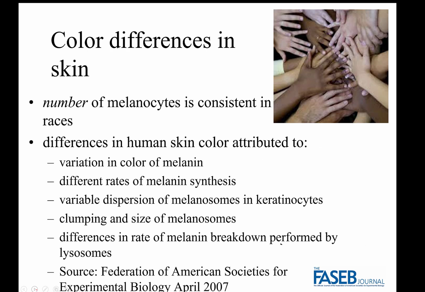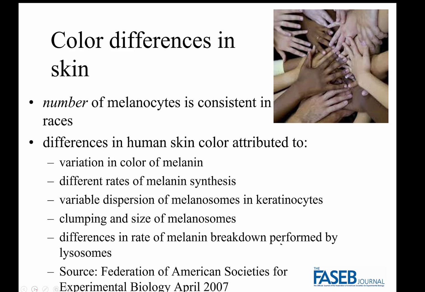In fact, there's a lot of things that play into human skin color differences, not just one. So one is variation in color of melanin, so how much pheomelanin you produce versus how much eumelanin. The other is differential rates of melanin synthesis. So some individuals produce more melanin more quickly than others. The variable dispersion of melanosomes in keratinocytes. So maybe one clump of keratinocytes possesses more melanosomes than their neighbors. So people that have persistent year-round freckles, they have sort of a variable dispersion. The clumping and the size of the melanosomes as well.